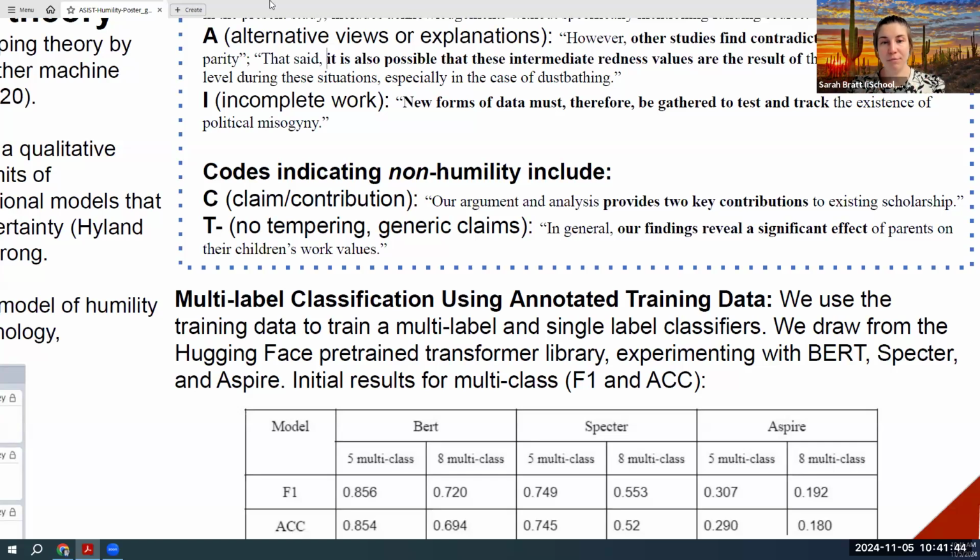So right now, for example, we coded this sentence. "Our argument and analysis provides two key contributions to existing scholarship." Oh, two key contributions, huh? Well, that is a claim about their contribution to the literature. This isn't arrogance per se, right? But it's claiming that what they produced was valuable and isn't quite humility. So this is something like puffing yourself up that we're coding on the negative pole of humility.